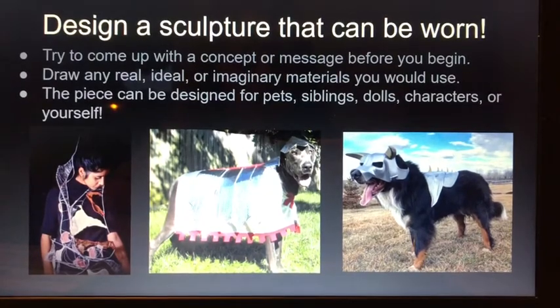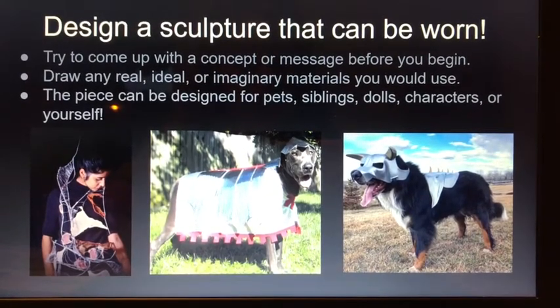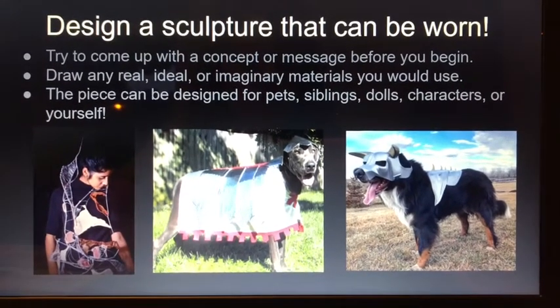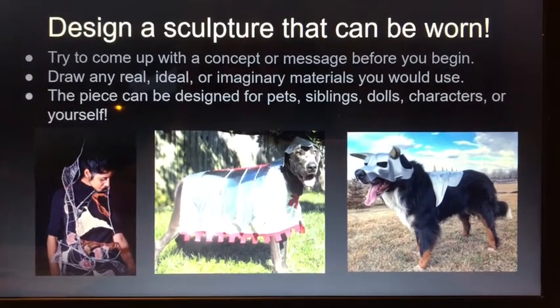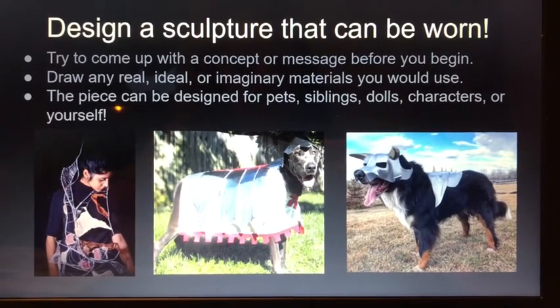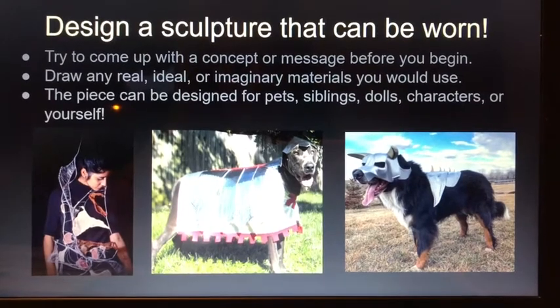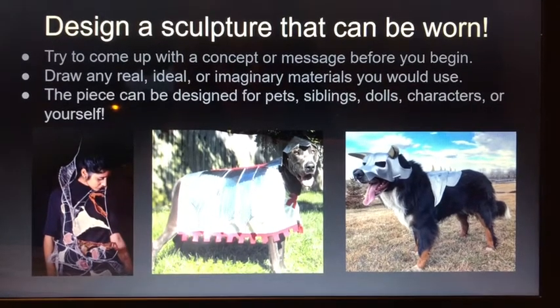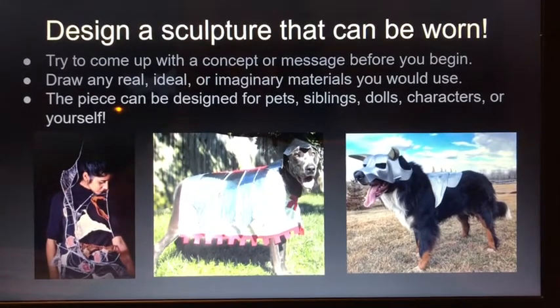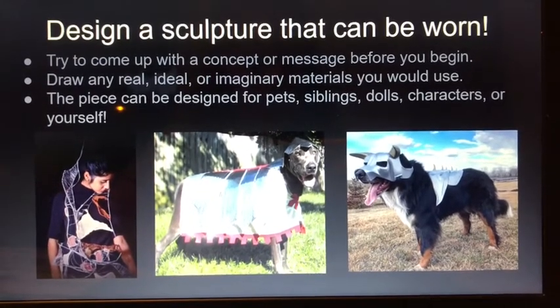A wearable sculpture is simply a 3D piece of art that can be attached or adhered, or in other terms, worn. It doesn't have to be worn by you. You could design this for your pets, for your siblings, for dolls. You could even design this for a fictional character. You could have a particular anime character or TV star in mind for this particular piece.